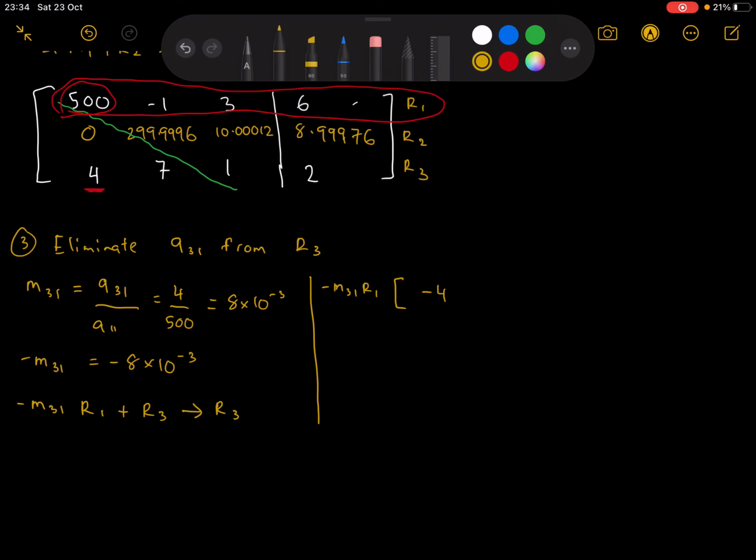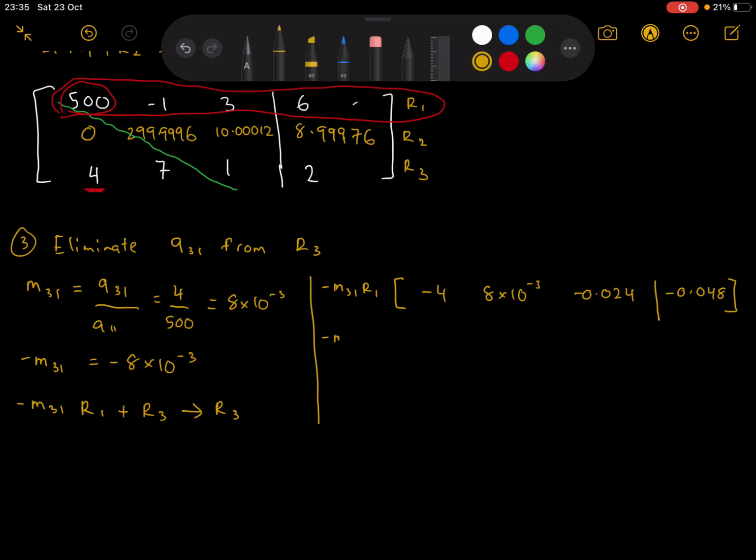So the second one will become 8 times 10 to the power of minus 3. And then negative 8 exponent negative 3 times 3, negative 0.024, and then negative 8 exponent negative 3 times 6, 0.048. So that is M31 multiplied by row number 1.